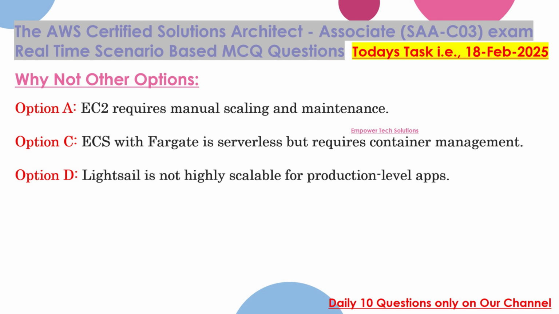Why not other options? Option A. EC2 requires manual scaling and maintenance. Option C. ECS with Fargate is serverless but requires container management. Option D. Lightsail is not highly scalable for production-level apps.